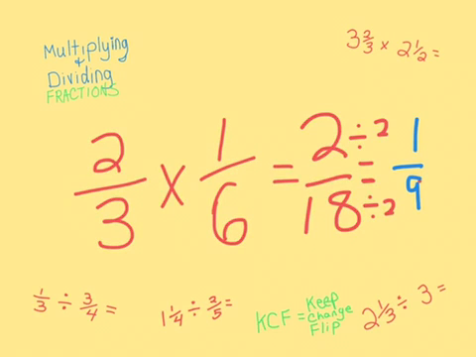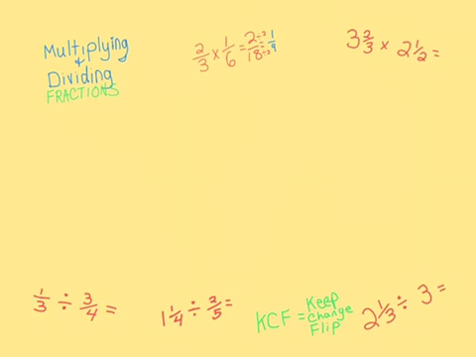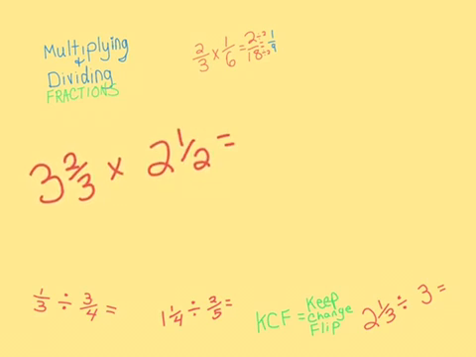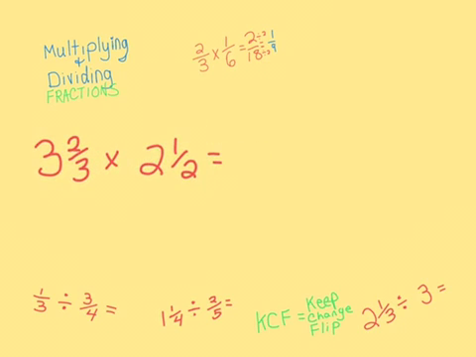All right, so let's try another problem. This time we're going to multiply mixed numbers. Before you can multiply mixed numbers, you need to change the mixed number into an improper fraction. So we need to do that for both. We are going to do around the world. 3 times 3 is 9, plus 2 is 11. So we have 11.